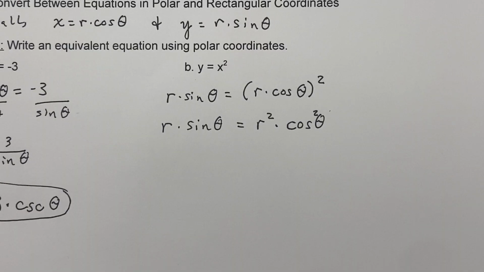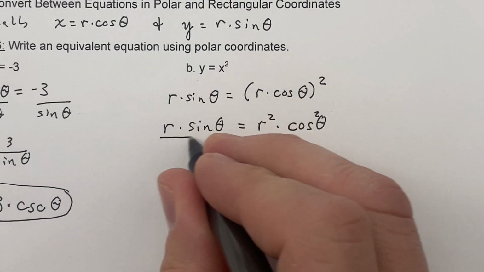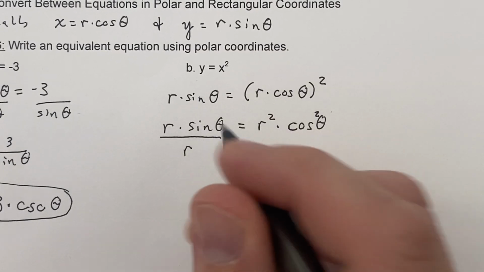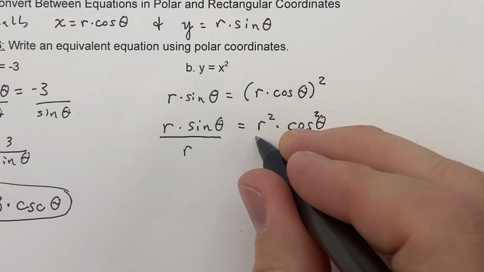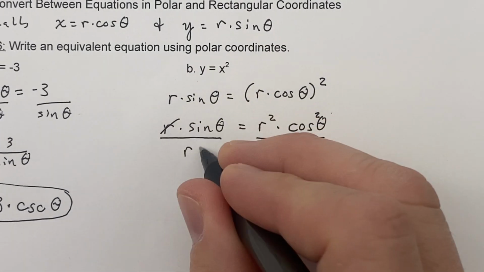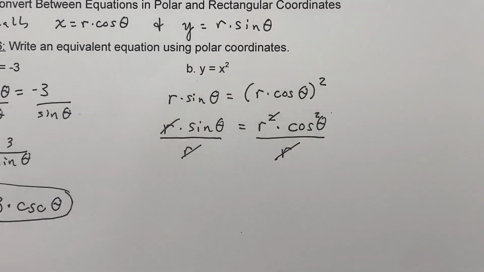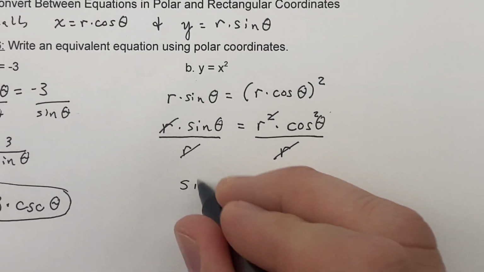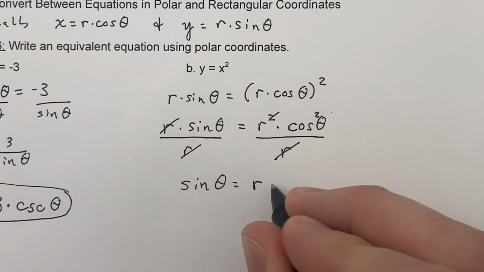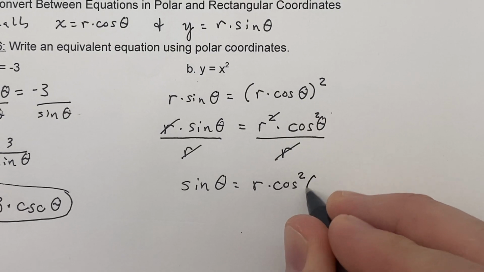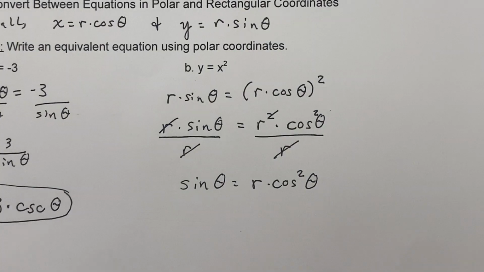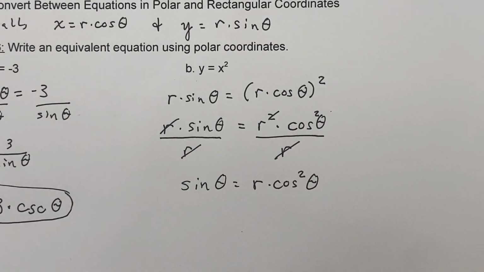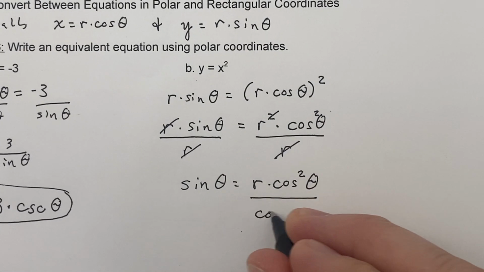What did we want to solve for again? r. So I'm going to divide by r. We've got one on each side, so let's move it to one side. We're going to move it to the right. Cancel, cancel, cancel. One of those r's is gone. So now we've got sine of theta is equal to r times cosine squared of theta. This is good. Things are looking out for us. r is on the right-hand side now, so let's get rid of this cosine squared by dividing by the cosine squared of theta.